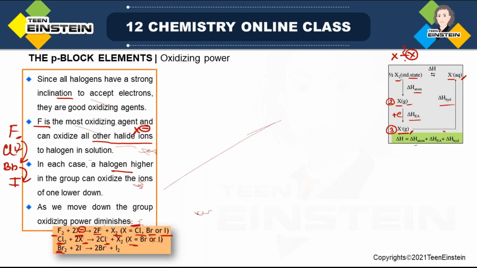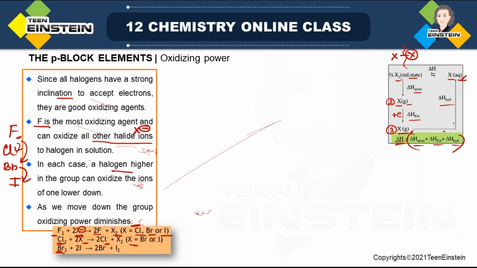First you have to break the diatomic into monoatomic. Next you are feeding one electron, where the enthalpy change is the electron affinity, delta H EA. Next, from the gaseous state you are going to the aqueous state, because when we are talking about oxidizing capacity, obviously it is occurring in aqueous solution. So X minus is not in the gaseous state, it is now in the aqueous state. That is why we have written X minus aqueous. Now, delta H is a summation of all these three processes, and depending on these individual delta H values, the overall delta H will vary.